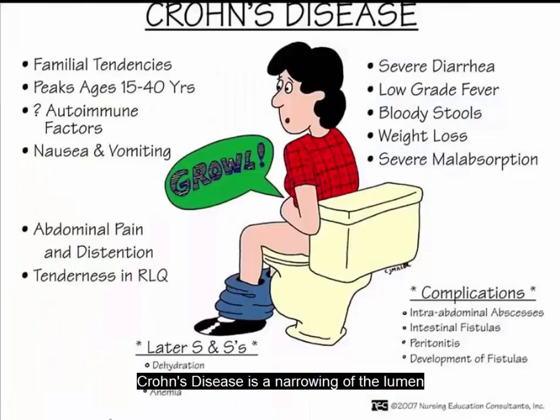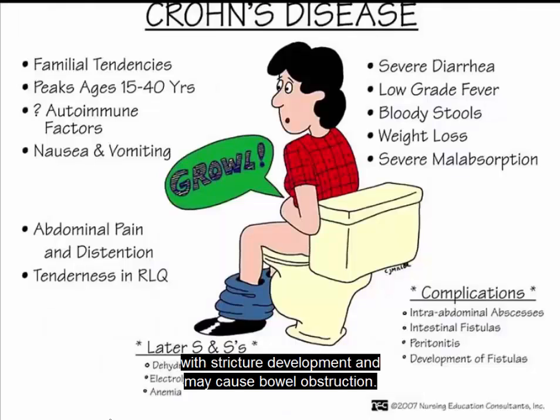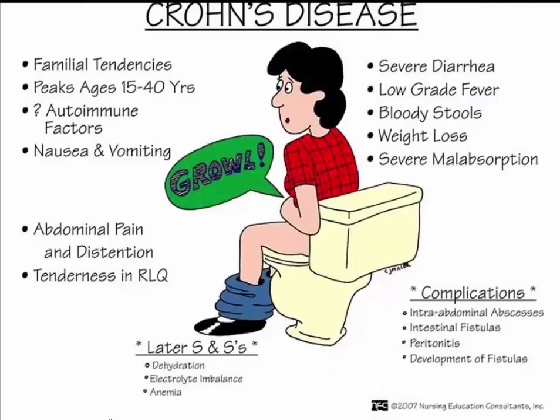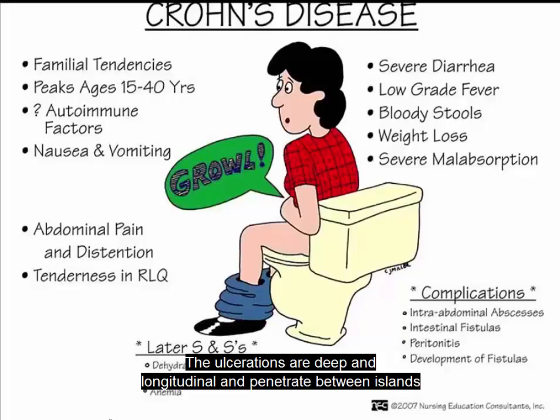Crohn's disease is a narrowing of the lumen with stricture development and may cause bowel obstruction. Microscopic leaks can allow the bowel contents into the peritoneal cavity. The ulcerations are deep and longitudinal and penetrate between islands of inflamed edematous mucosa, causing the classic cobblestone appearance.